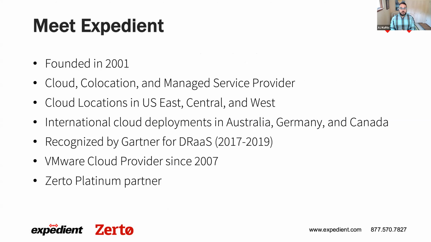For those of you who are new to Expedient, we were founded in 2001. We started as a co-location provider, moved into managed services and cloud. We have cloud locations US East, Central, and West. Our West region just opened at the end of 2019 in Phoenix. We have international cloud deployments in Germany, Australia, and Canada on customer sites. So if our cloud locations don't work, we can bring that cloud to you.